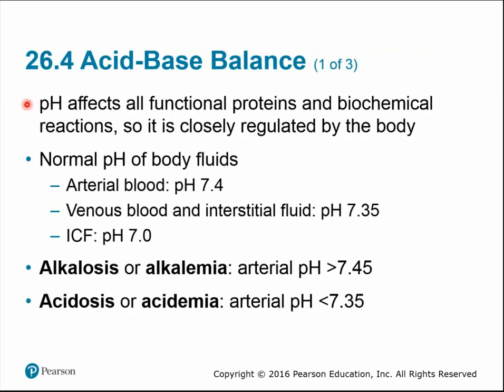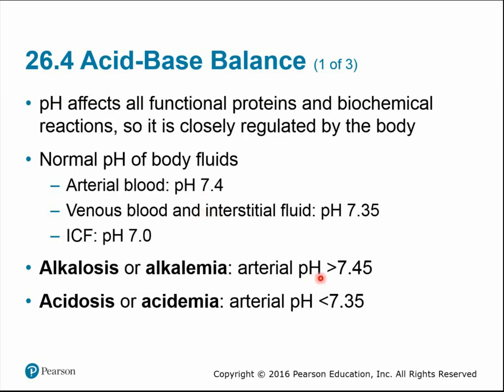So looking at acid-base balance of the body fluids, pH is very important to maintain at that homeostatic level. pH is going to affect all of our functional proteins and biochemical reactions, so it has to be very closely regulated. The normal pH of arterial blood is about 7.4, venous blood and interstitial fluid about 7.35, and intracellular fluid about 7. So it's neutral to slightly basic, but it's still a very narrow range for our homeostasis.